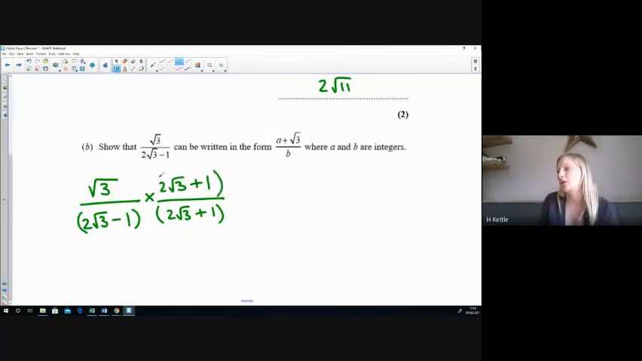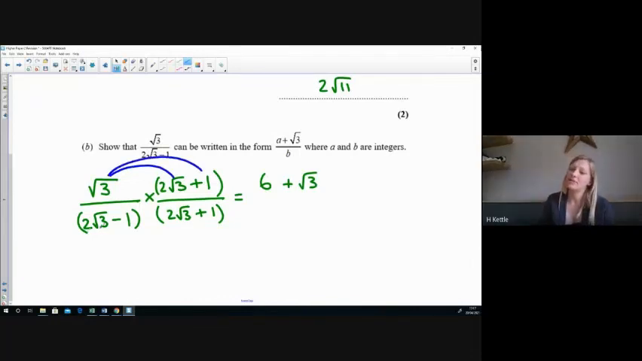So for the numerator, I've got root 3 times 2 root 3. Now remember, the root 3 and the root 3 are going to make 3. So 2 times 3 is 6. And then root 3 times 1 is just root 3. So I've just done this times this and this times this. And then for the denominator, we've got 2 root 3 times 2 root 3. Now 2 times 2 is 4. And root 3 times root 3 is 3. So 4 times 3, we're going to get 12 from that.